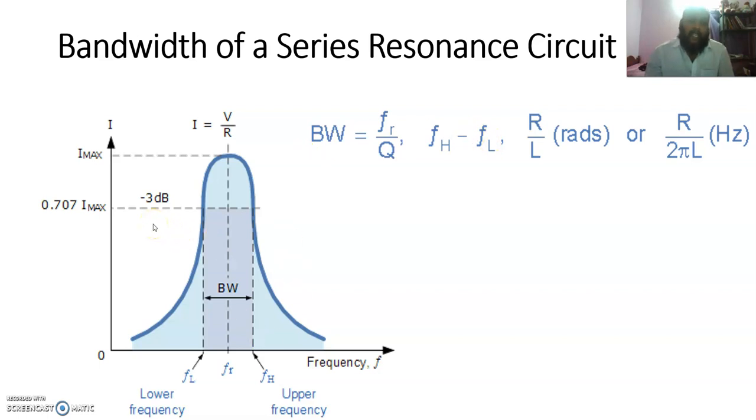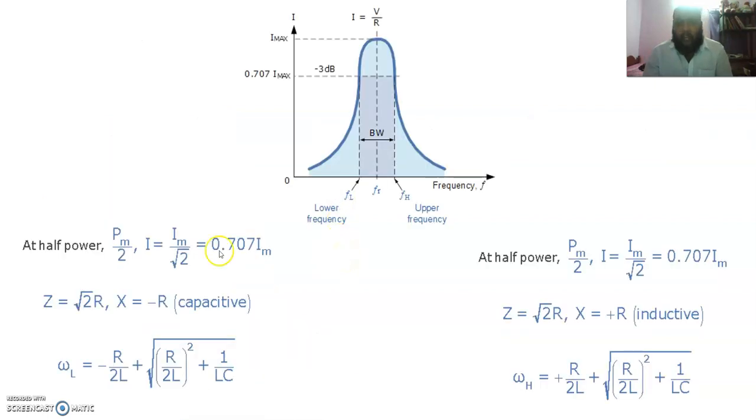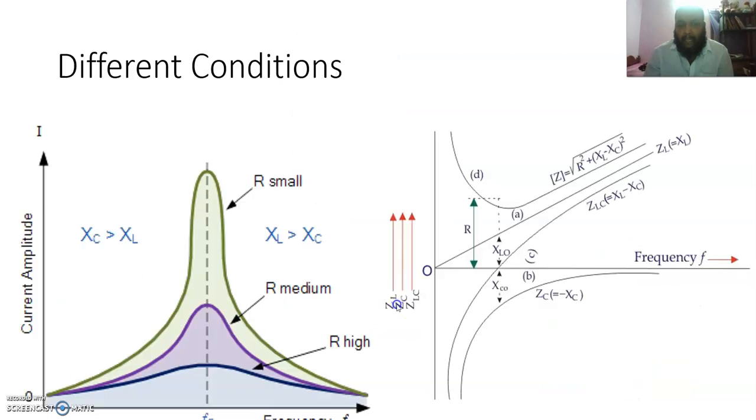At resonant condition, the reactance will be 0, so the maximum current will be flowing, I is equal to V by R. With the help of the bandwidth, we can calculate the quality factor. The lower cutoff frequency is WL equal to minus R by 2L plus root of (R by 2L) whole square plus 1 by LC. The upper cutoff frequency is WH equal to plus R by 2L plus root of (R by 2L) whole square plus 1 by LC. With this formula we can calculate the lower and upper cutoff frequencies.